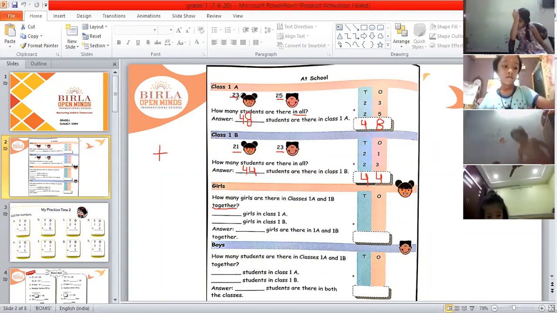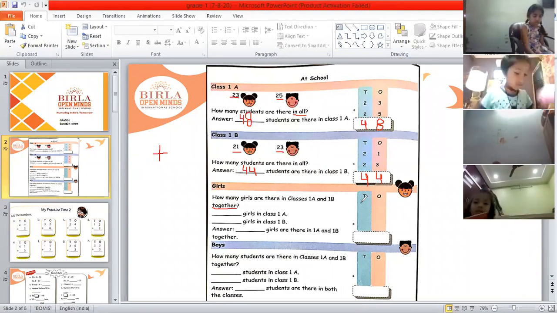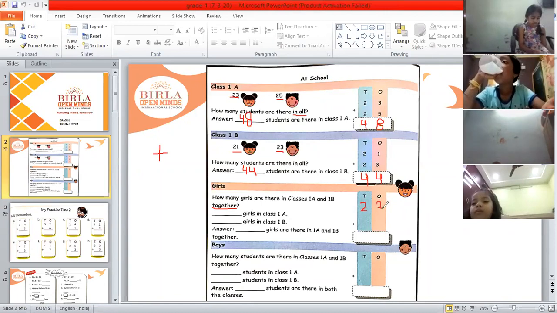23. How many are there? 23 girls are there. You all can see here. It's given in your book in question. So what we will do, children? First we will write here 23. So write this in your book. We will write here 23, children.